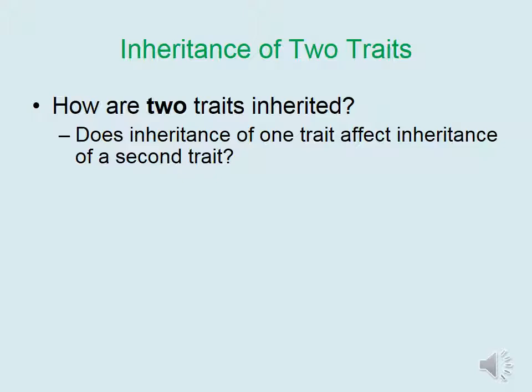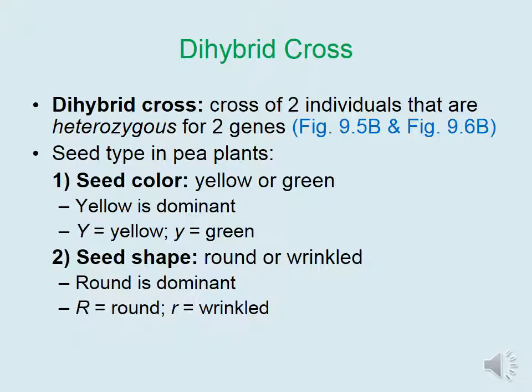Mendel studied this to answer the question, does inheritance of one trait affect inheritance of a second trait? Mendel went on to perform dihybrid crosses. A dihybrid cross is a cross of two individuals that are heterozygous for two genes. Di means two, so in this case referring to two genes.